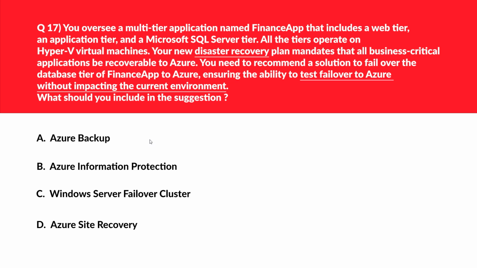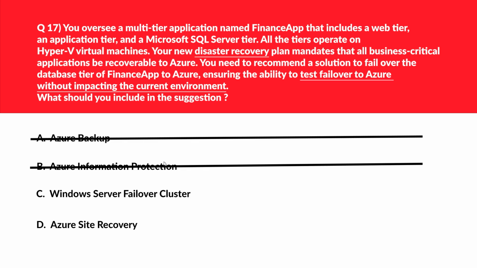Therefore, Azure Backup is out. Let's move to B. B says Azure Information Protection. Azure Information Protection focuses on data classification and protection, as the name suggests itself, not disaster recovery. So this is out. Now let's move to C.